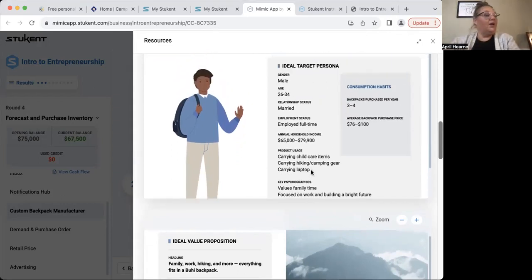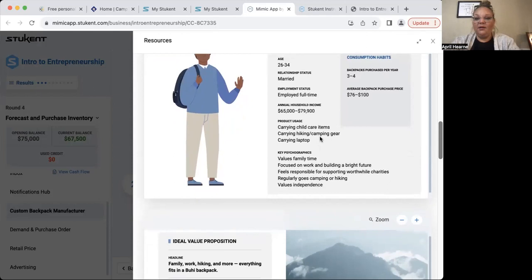I actually wrote all of this information down when I did it this time. It says he regularly goes camping and hiking. Also this line that says he feels responsible for supporting worthwhile charities. If you remember in a previous round, one of the questions that all of our survey people were asked was, would you pay more for a backpack if you knew that $20 every month or every purchase went to a charity? Well, that's important here. Keep that in mind. He's like, hell yeah, I'll spend more money as long as I know it's going to a good spot. This information is so important when going to the next screen.